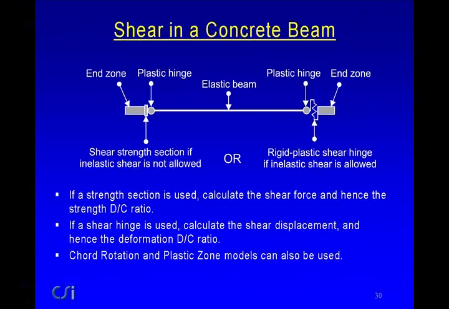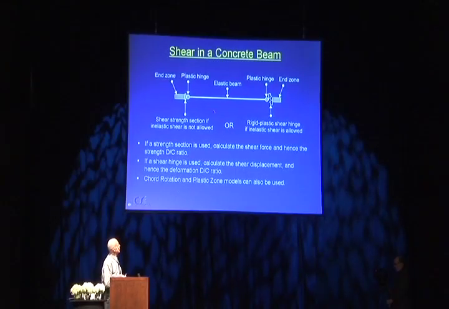If you did not want any inelastic behavior in shear, that would be the OR. You could put a shear strength section here and calculate the shear strength demand capacity ratio. If it's larger than 1, it indicates, in fact, a shear hinge would form. That's not what you want. You have to redesign your beam.